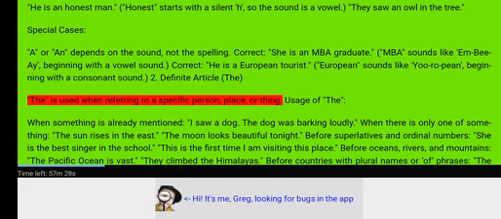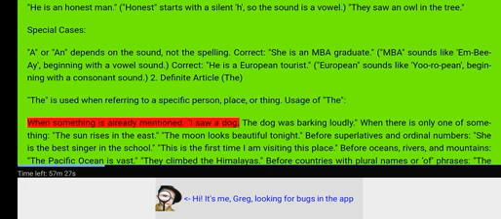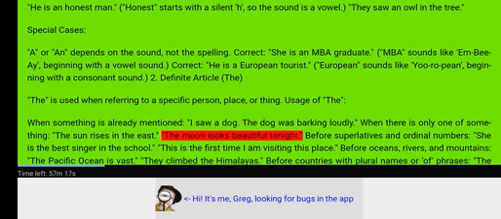2. Definite article the. The is used when referring to a specific person, place, or thing. Usage of the. When something is already mentioned: I saw a dog. The dog was barking loudly. When there is only one of something: The sun rises in the east. The moon looks beautiful tonight.